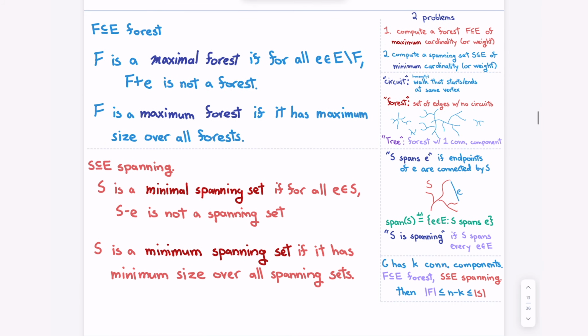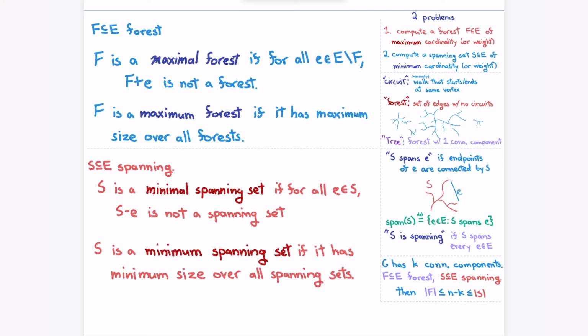Good. The second part we discussed was trying to understand the difference between maximal and maximum, and minimal and minimum. Local versus global optimums. A maximal forest means I have a forest and I can't add any more edges without creating a cycle. Maximum means I truly have the largest number of edges possible in a forest.